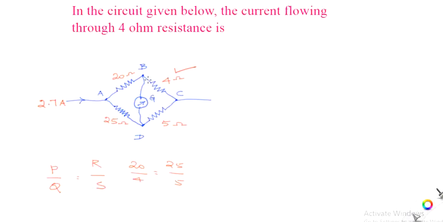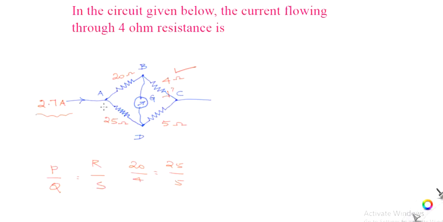Now we have to find out the current through this arm. For that, we have to find out the voltage for this circuit, because the current here is given as 2.7 ampere. It is entering at this point. Now it will divide at this point and this point. We don't know how much it is dividing. For that, we have to find out the voltage first.